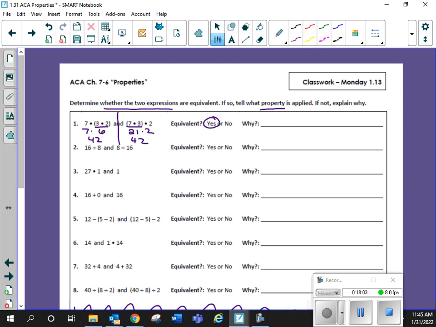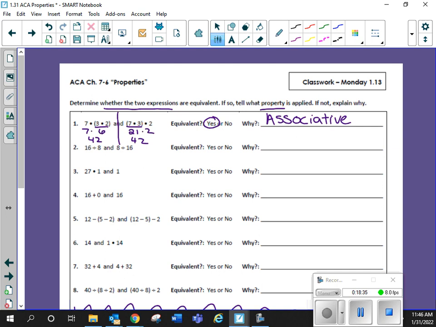So are those equivalent? Yes. Now, here's the tricky part. Which property is that? What changed in there? The numbers are the same, the operation is the same, but the grouping is different. And which property was it that did grouping? The associative property. Y'all see how I did that? Yes. So you're going to say yes or no. Let's do the next one.